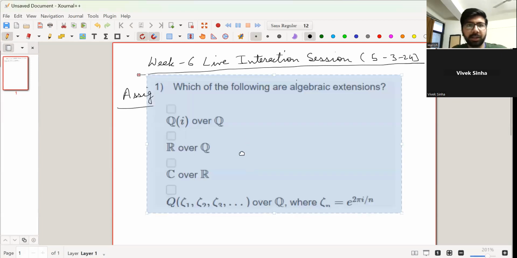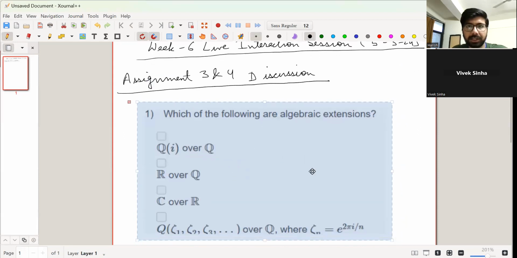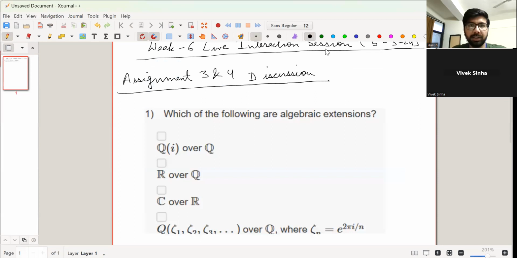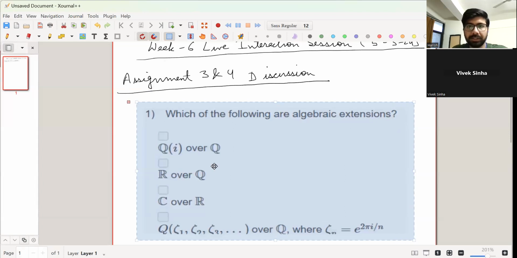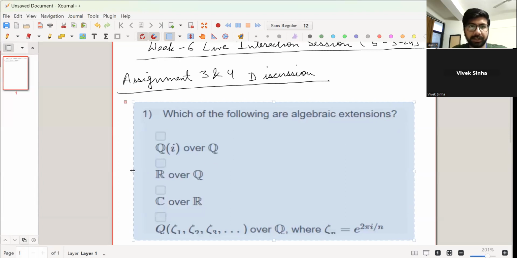Here it is. It says: which of the following are algebraic extensions? You have Q(i) over Q, you have R over Q, and C over R, and the last one is Q(ξ1, ξ2, ξ3, and so on) over Q, where ξn is the nth root of unity.